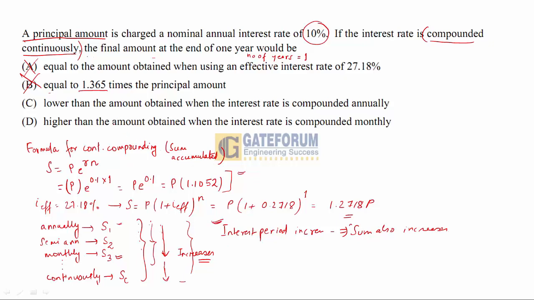So using this concept, friends, we can say that in the case of continuous compounding, the final amount at the end of 1 year will obviously be higher than the amount obtained when the interest rate is compounded monthly. Obviously it cannot be lower. When it is compounded annually, you will get the least amount of final sum. When you compound it semi-annually, you will get an amount greater than annual compounding, and when you compound it monthly, you will get even more. Finally, you will get the highest amount when it is compounded continuously. So your final answer will be option D.